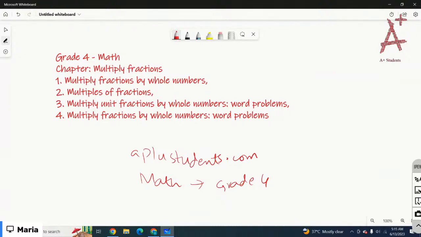We're going to start with the chapter multiply fractions, and the lessons we're going to cover today are multiply fractions by whole numbers, then multiples of fractions, multiply unit fractions by whole numbers word problems, and multiply fractions by whole numbers word problems. So let's just start with the first lesson.